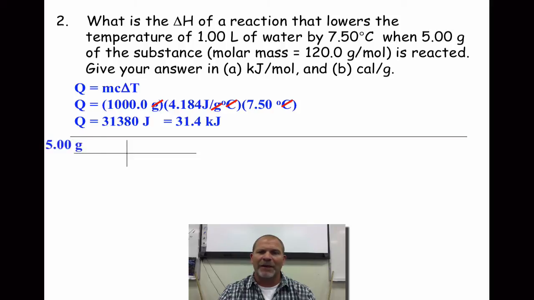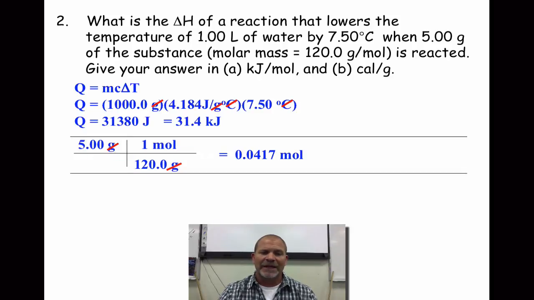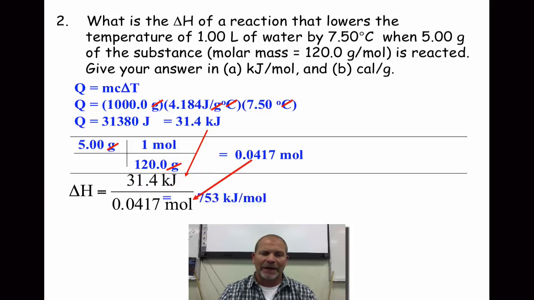Now I need to work on my amount. My problem is my amount is in 5 grams of the substance, but I want to know moles. So I have molar mass, I gave it to you, and it's 120 grams per mole. I put moles over grams, not grams over moles, for one reason only, and that's my grams are actually opposite and they cancel out. So again, I'm doing simple division. So I'm going to take my Q and divide it by my amount, which is 0.0417 moles, and I find out my, again, my delta H.